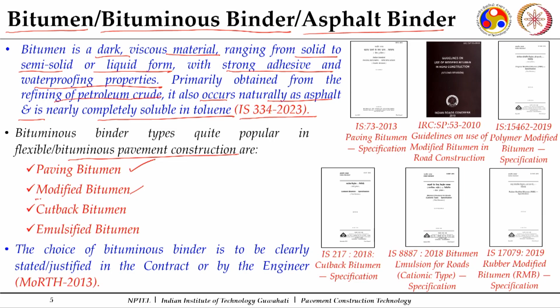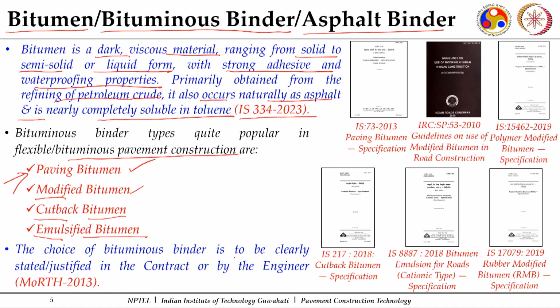When added, it comes under the category of modified bitumen. Then there are two other categories, especially cutback bitumen and emulsified bitumen. One application of these is when you want to produce the mixes at ambient temperatures, so you do not need to heat your binder. Then you go with the cutback bitumen and emulsified bitumen. The one which is most popular and widely used is the paving bitumen, and this is what we are going to look into the characterization of.